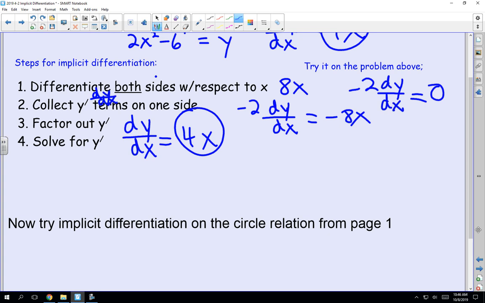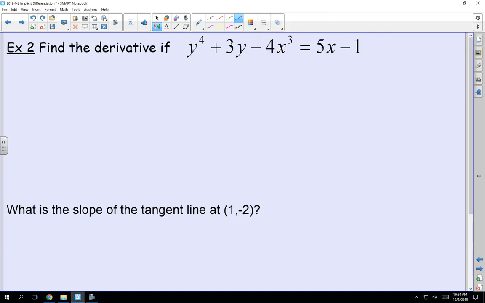But those are the 4 steps. And then you would do a little more complicated one, but it's not too bad. There'll be more dy dx terms. So it's y to the 4th plus 3y minus 4x cubed equals 5x minus 1. The beauty of implicit is we can do a derivative just piece by piece, which is nice.